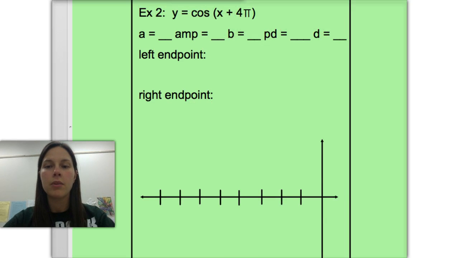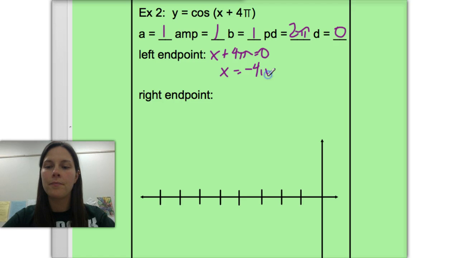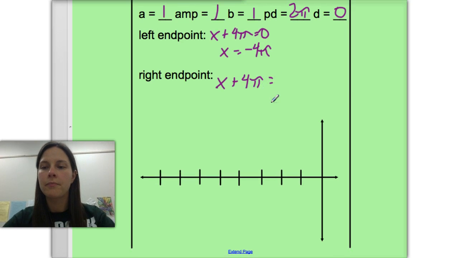For cosine this time, we have a phase shift of 4 pi. So I'm going to run through my a value and amplitude. My b value, period, will still be 2 pi, and we are not adding or subtracting anything on the end of the function. So our left endpoint, setting x plus 4 pi equal to 0, we get a left endpoint of negative 4 pi. And my right endpoint, setting x plus 4 pi equal to 2 pi, we get a right endpoint of negative 2 pi.